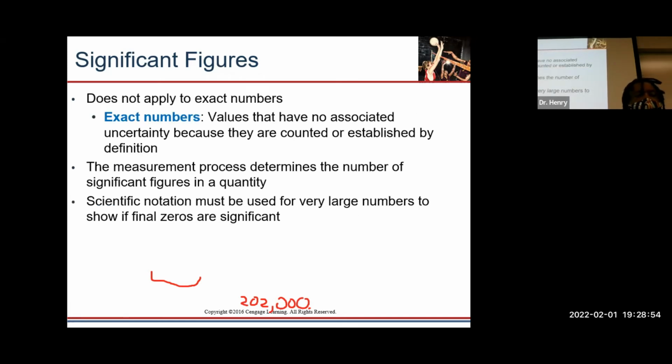Now, when we talk about exact numbers, they are exact. So there's no uncertainty associated with them, right? So if somebody tells you you have exactly 10, then they're letting you know you have 10. It's exact. So you have no uncertainty associated with it. Okay. And if we're talking about scientific notation, let's say we have this number.